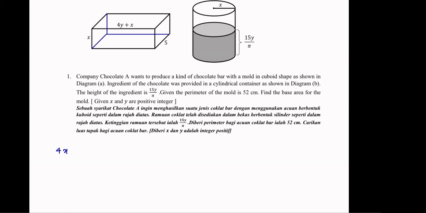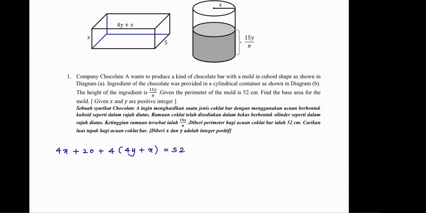Okay, this is X, there are 4X. So 5 also, 5 also has 1, 2, 3, 4. 5 also has 4. So 5 times 4, 20. Plus 4Y plus X also got 4. Okay, that also has 4. Equals to 52.